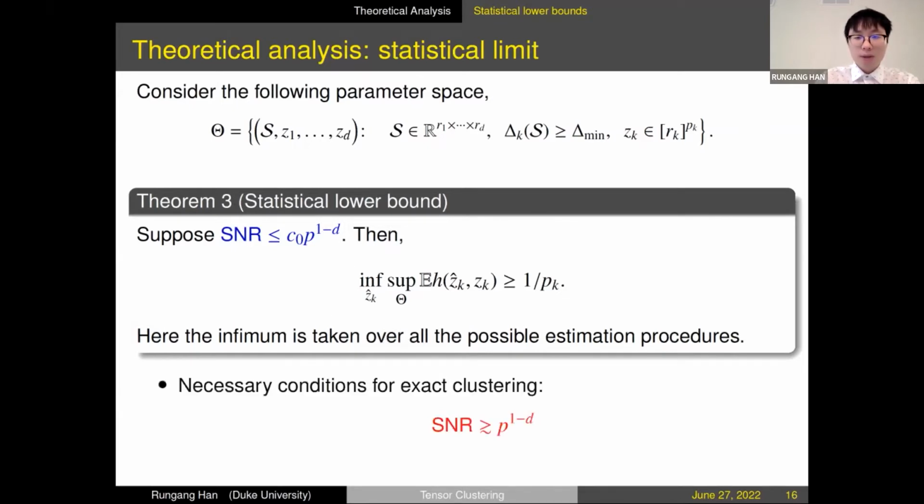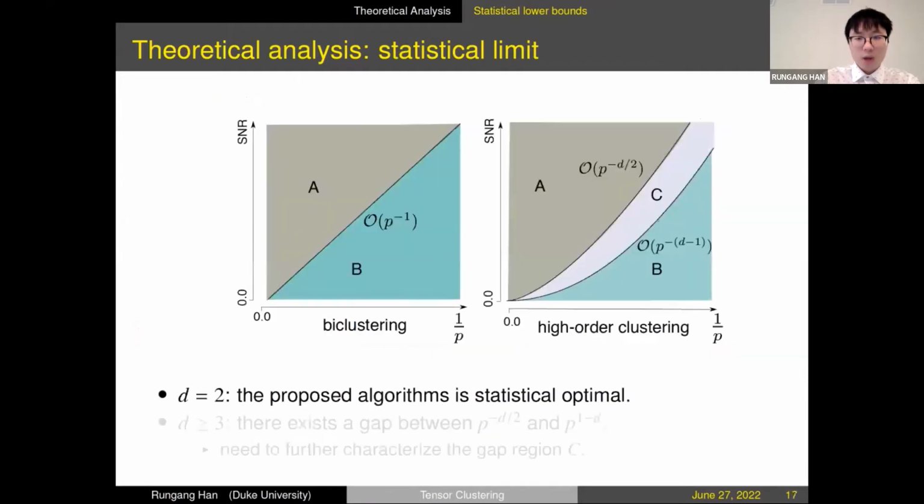So if we combine these two results, we can obtain this phase transition figure, in particular the left panel, where d equals 2. Because in that case, the sufficient condition, which is p to the power of negative half of d, is equivalent to the necessary condition, which is p to the power of 1 minus d. So we close the gap. That is, in region A, our algorithm is statistically optimal, but in region B, it is statistically impossible to do exact clustering.